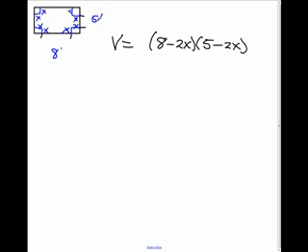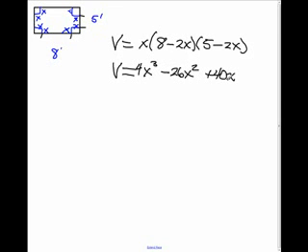Well, then we have the height part of it as well, which is by this x dimension, which goes here. So our volume is simply, once we multiply all this together, a nice little expression that is 4x cubed minus 26x squared plus 40x. Okay? Well, obviously, since we're maximizing the volume, we need to take the derivative of it.